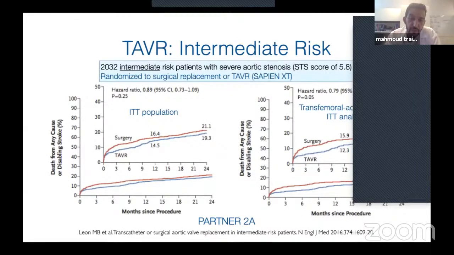So following the high risk patient trials came the intermediate risk trials, and that was with TAVR the PARTNER 2 trials. In that, if we looked at the overall intention to treat population, it showed similar outcomes in surgery versus TAVR using the Sapien XT valve when we're looking at hard endpoints, death from any cause or disabling stroke. But if you look specifically at the transfemoral cohort, which was a pre-specified cohort, TAVR actually showed superiority to surgery in that group. So I think this is the trial that really showed us that femoral access TAVR is the optimal approach, and any other approaches, transapical, which is probably the worst approach, versus transaortic or subclavian or even transcarotid, are secondary approaches when transfemoral is not available.